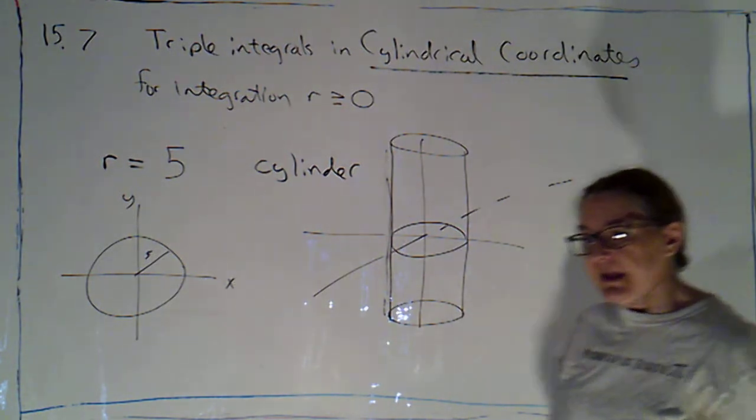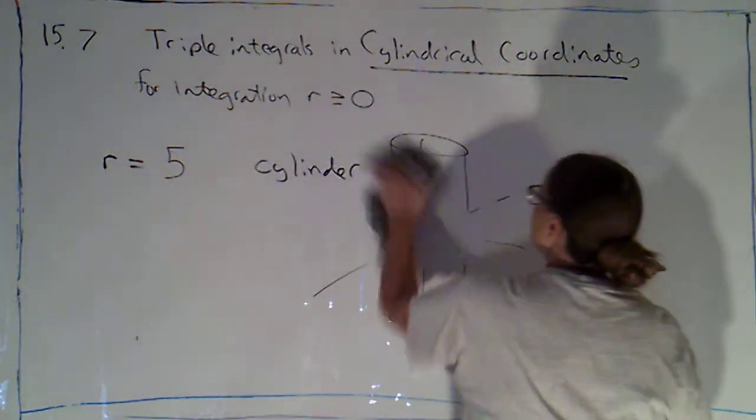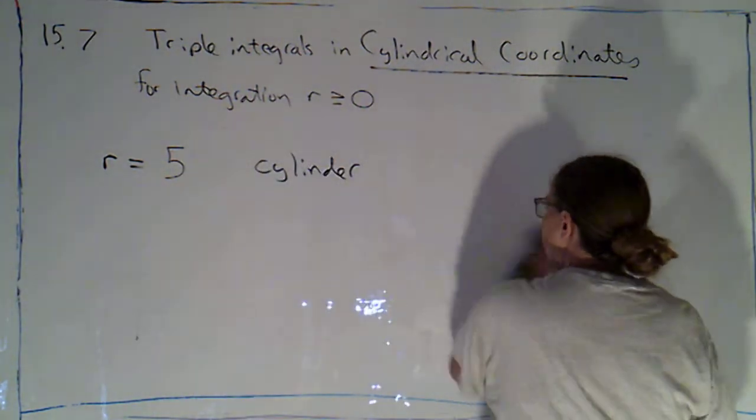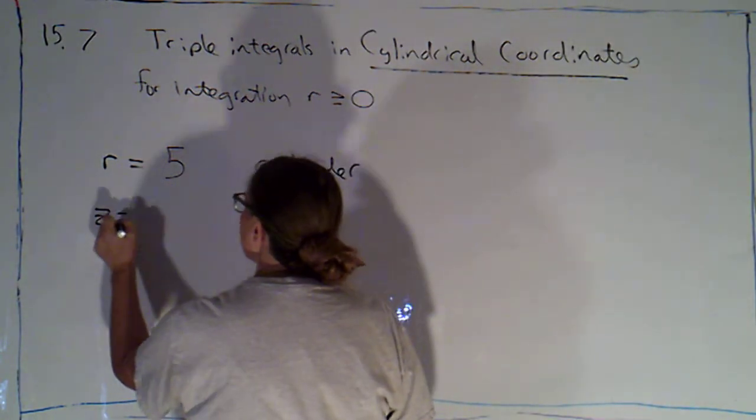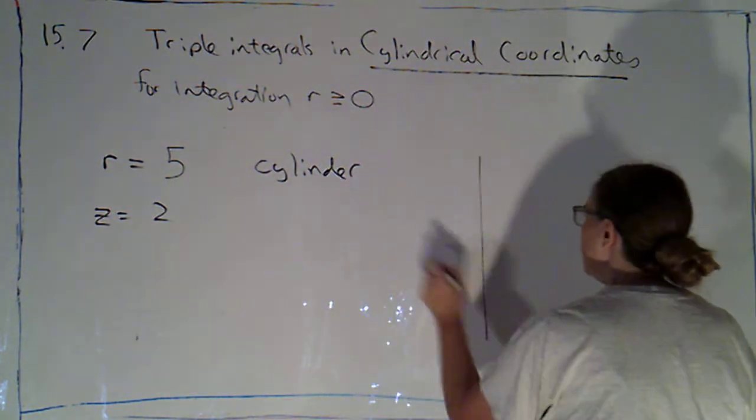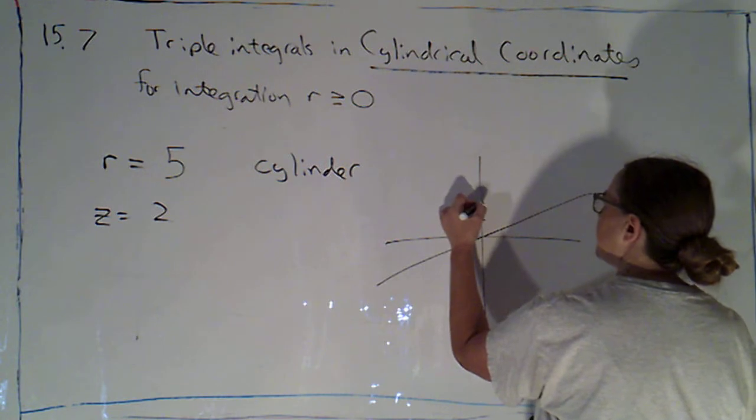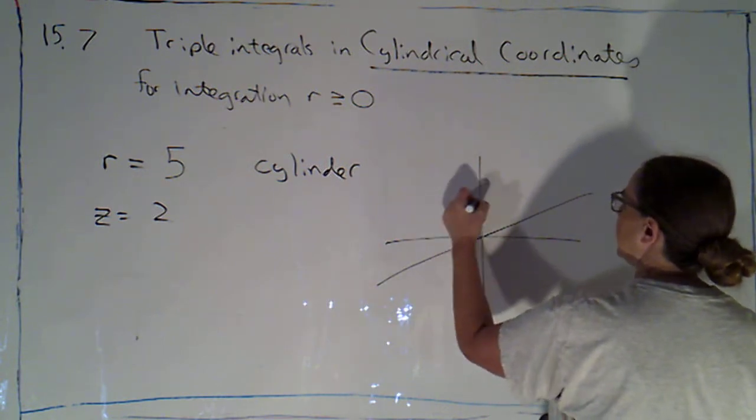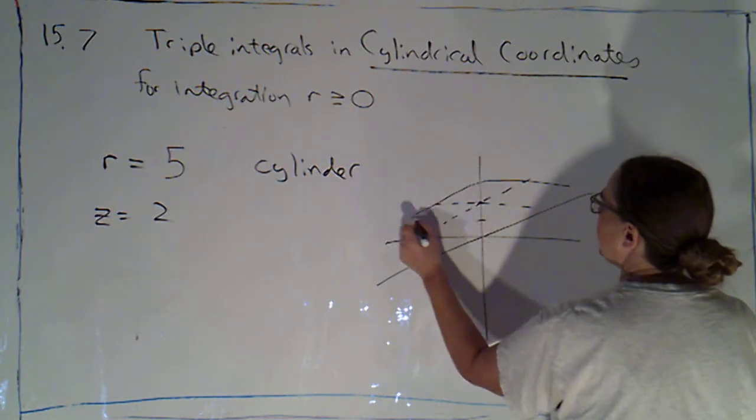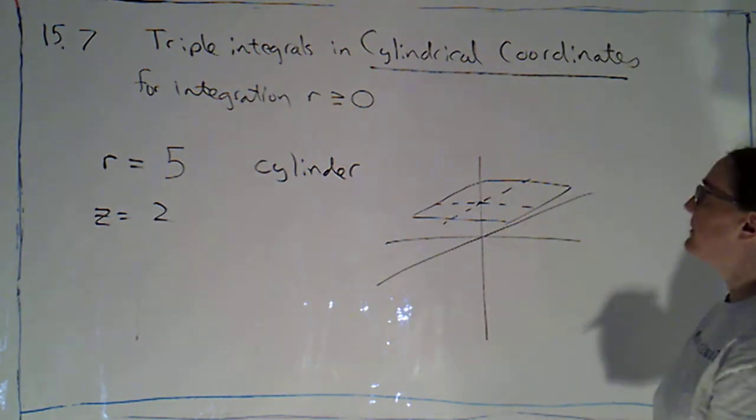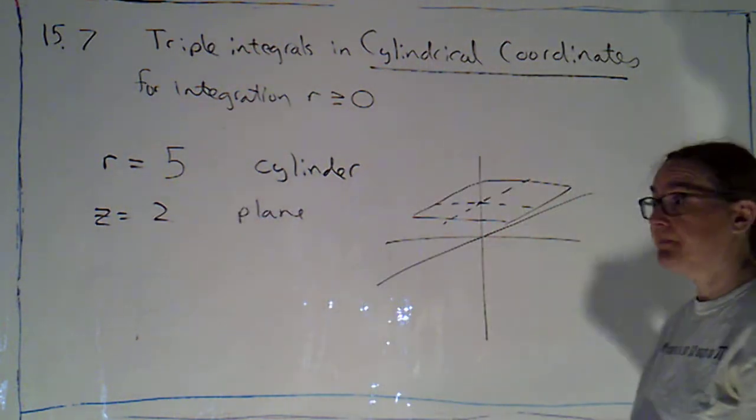Okay. Now, if z is constant, I'm going to return to theta and do that last. If z is constant, let's say we had something like z equals 2, well, that's the same as it would be in rectangular coordinates. That's just going to be a plane that's parallel to the yz plane. And of course, the way I represent a plane is with a parallelogram. So this is just going to be a plane.